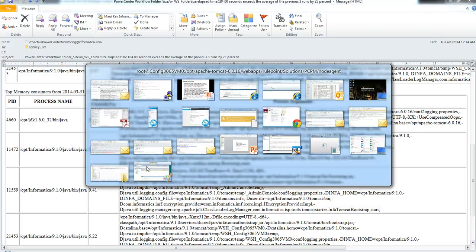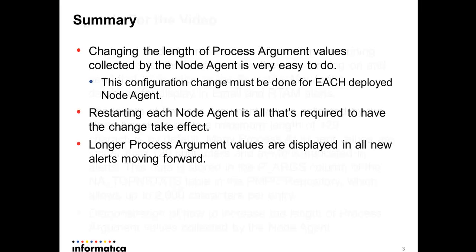Okay, so in summary, as you can see, changing the length of the process argument command line values collected by the node agent is very easy to do. Now this configuration change, as I said, must be done for each deployed node agent, and then restarting each node agent is all that's required to have the change take effect for new alerts moving forward. And that's pretty much it. It's a pretty simple change and very easy, very quick to do.